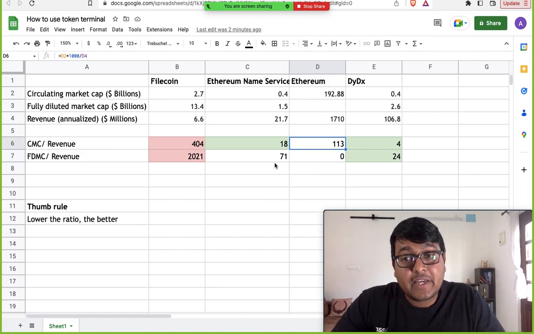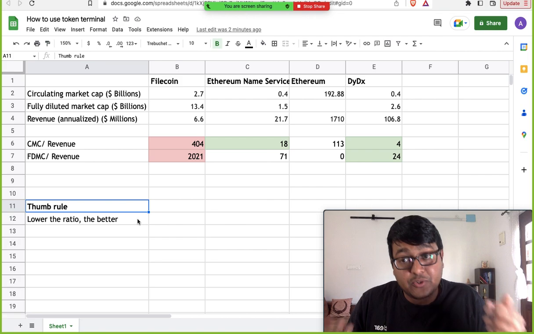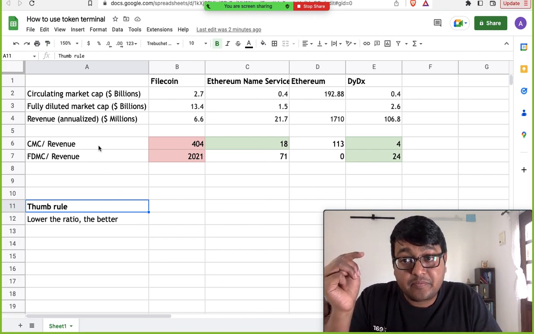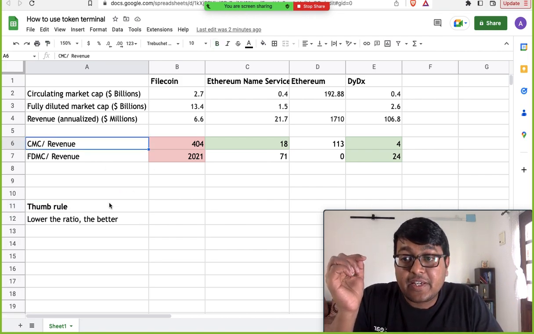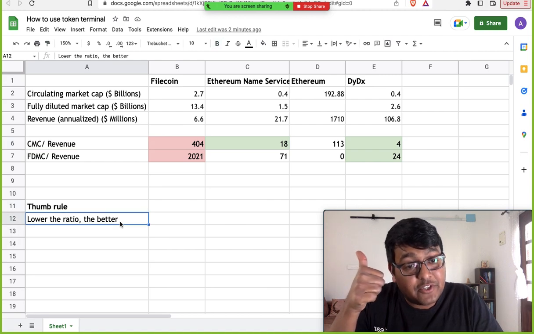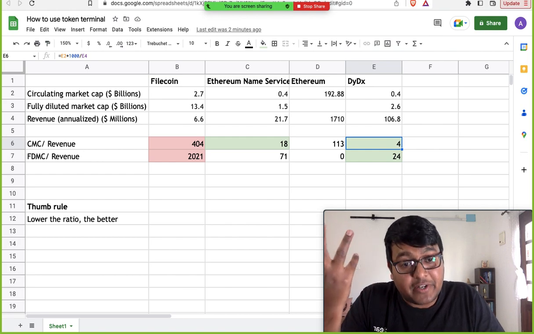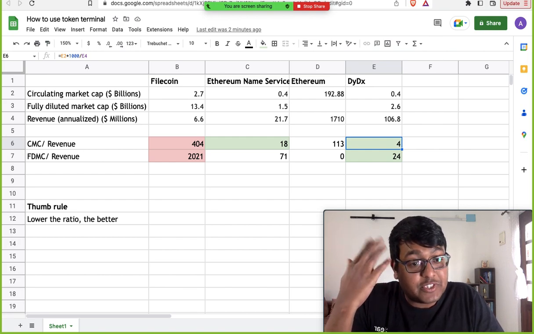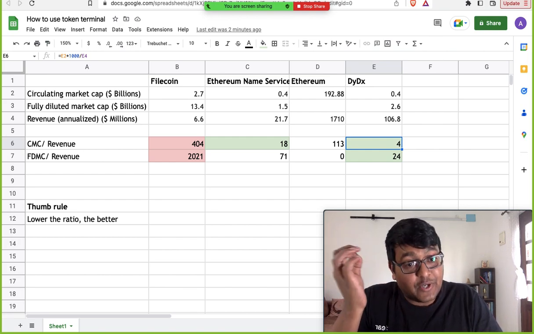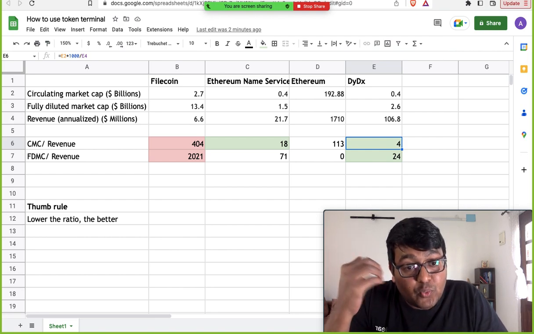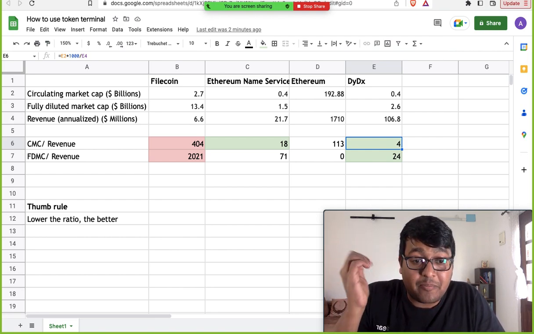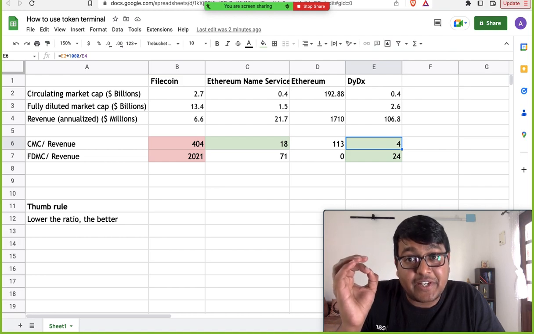Of all this, the thumb rule is, how do you know which one is good? Take these three numbers, make these ratios. The thumb rule is, one, the lower the ratio the better. And two, these two ratios, as long as they're very close, as long as you don't have dilution risk, then it's even better. That's all you have to follow. Just do these two things, and you know which crypto is overvalued, which crypto is undervalued at this point of time. Quantitatively, it's on your screen.